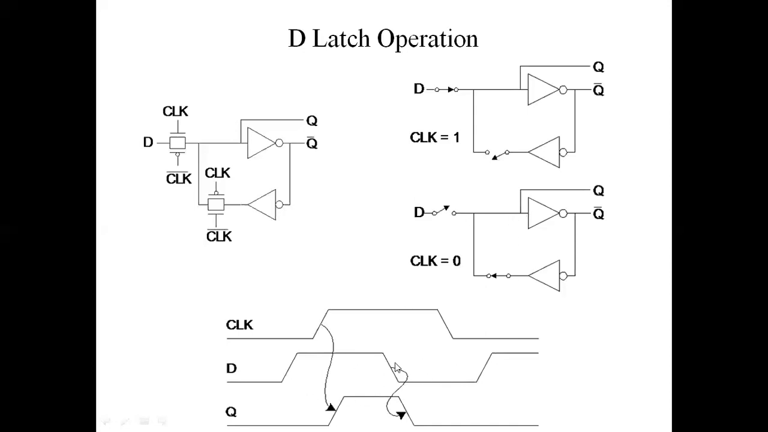So whenever the clock equals 0, it is maintaining the previous value of Q. Previously Q was 0, so it is again maintaining the same value at the output when the clock equals 0. Means for clock equals 1, the D latch is operating as transparent, and for the clock 0, it is holding its previous value of the output as it is.